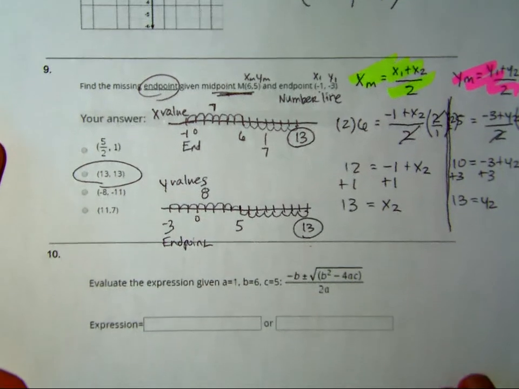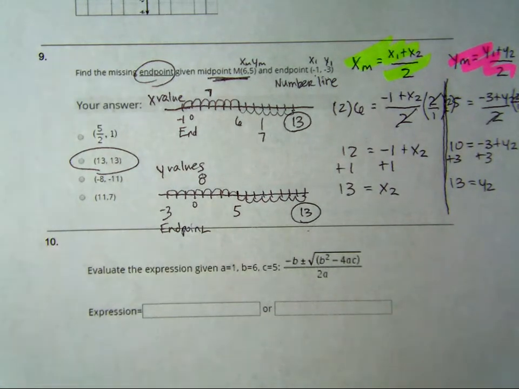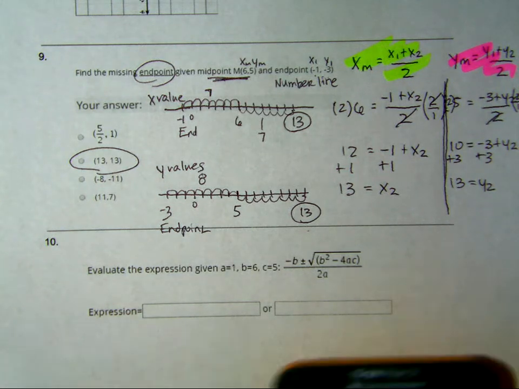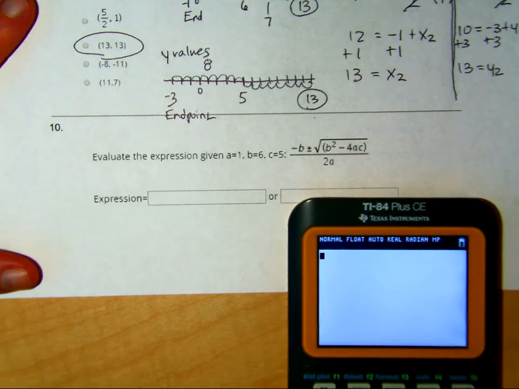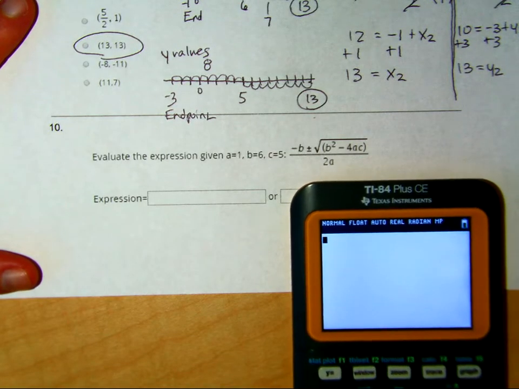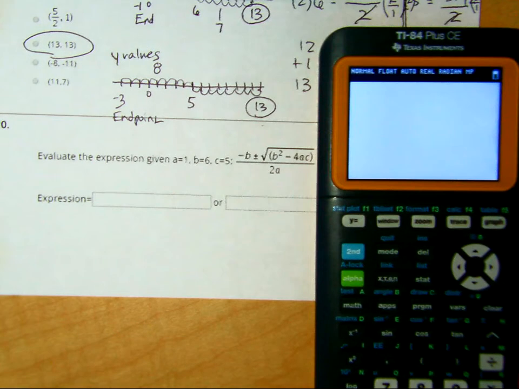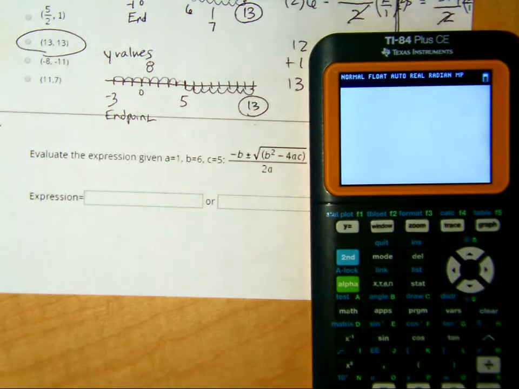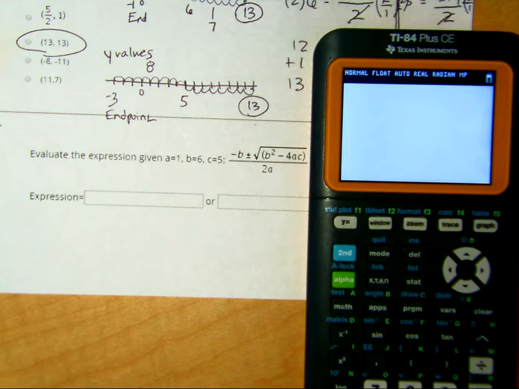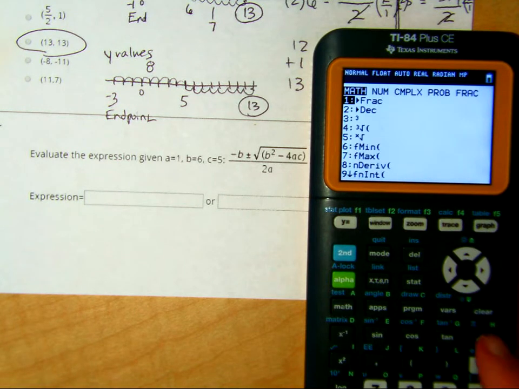Okay? Number 10. So number 10, we are solving for the quadratic formula. And we are given what A, B, and C equal. I would suggest, guys, the easiest way to do this would be to go ahead and plug this into your calculator. Because it's a fraction, I would suggest that you make it a fraction. So math, arrow over, fraction.